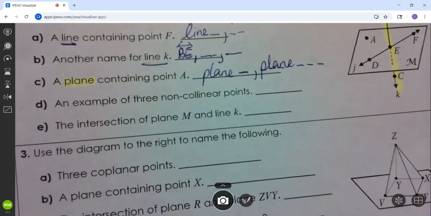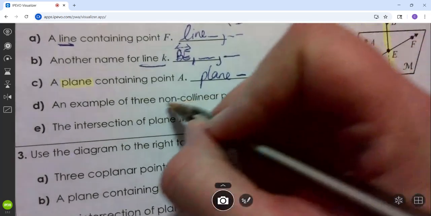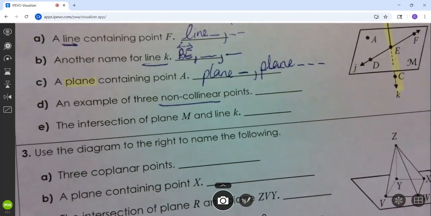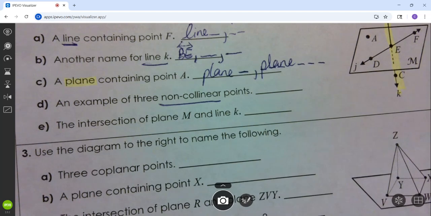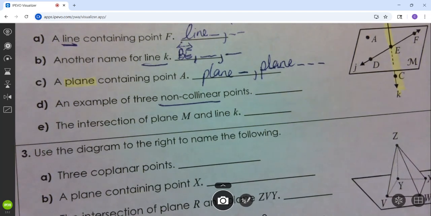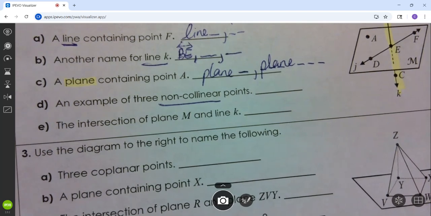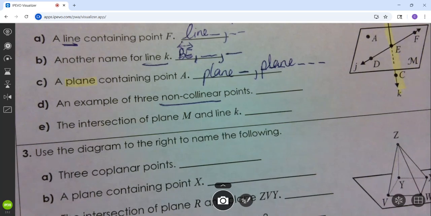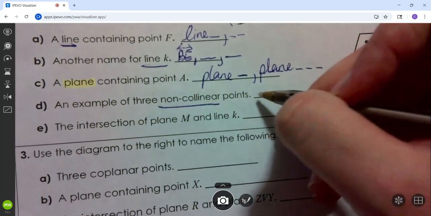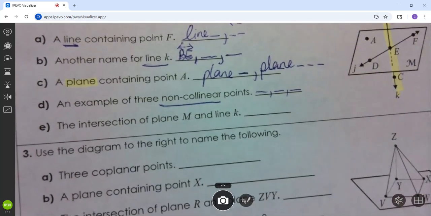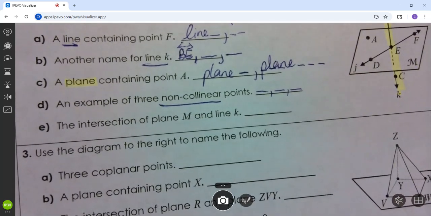An example of 3 non-collinear points. Well, if collinear means that they lie on the same line, now we're looking for examples of 3 points that are not on the same line. Not on the same line. And remember, points are capital letters, so 3 capital letters that go with the points.